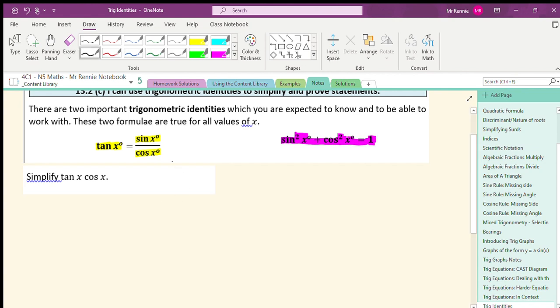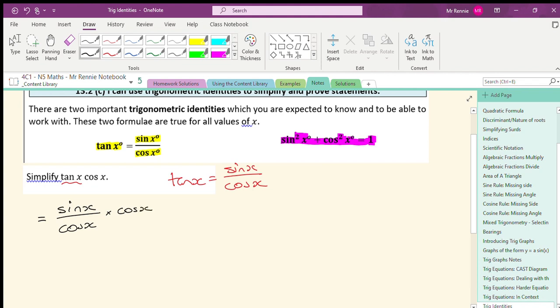So the main thing is we're going to use our rule, and what I'm going to do is swap, using my rule, what tan of x is, because I know tan of x is sine of x over cos of x. So I'm going to swap tan of x for that. My expression will equal not tan of x anymore, but sine of x over cos of x, and that is multiplying cos of x.